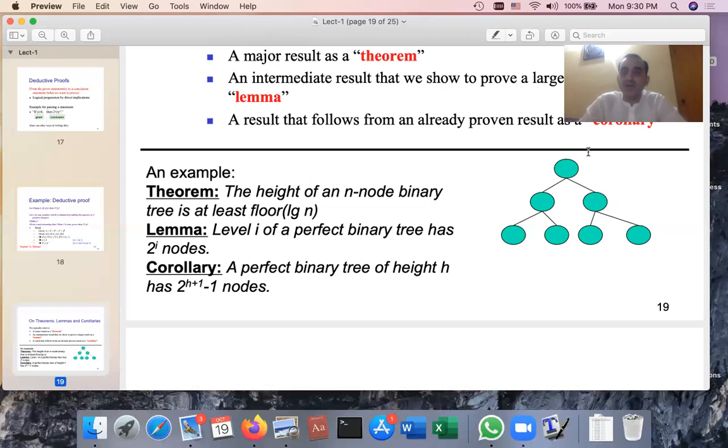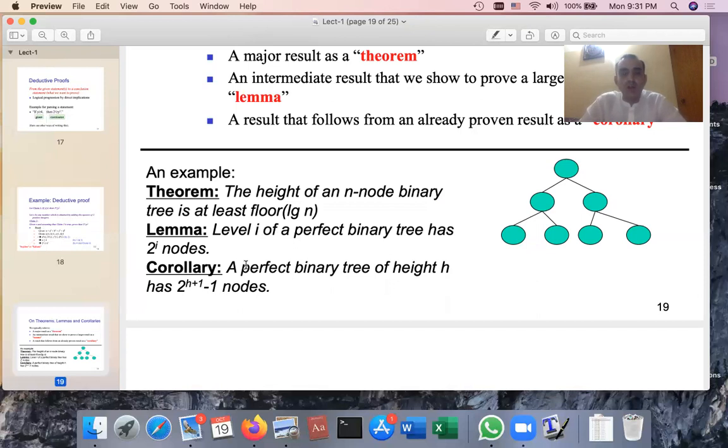So this is a perfect binary tree, and I want to calculate the number of nodes at level 1, you can say. So you can put this level number here. So 2 raised to the power 1, I will get 2. So 2 nodes at that level. And similarly, at level 2, you can put the value of 2 here in place of i, 2 raised to the power 2, then I will get 4 nodes at that level. So this is an example of a lemma.